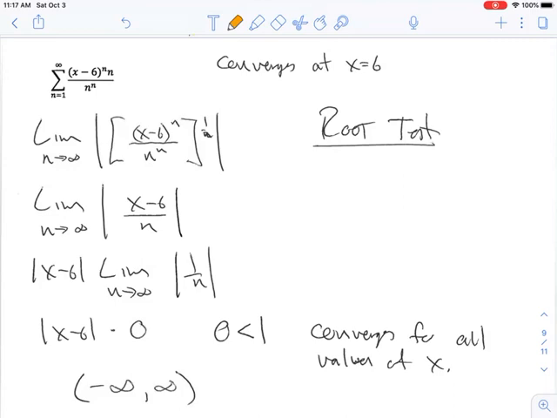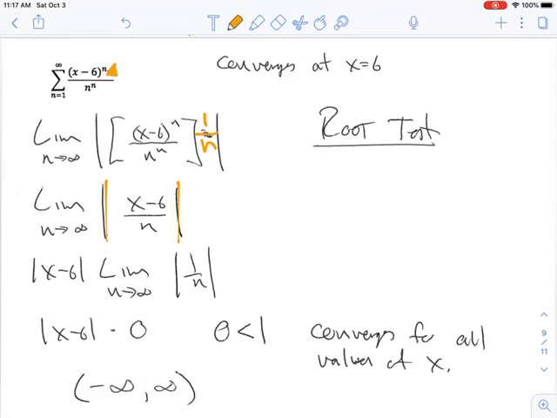One thing I need to mention is that one n is not supposed to be there. I don't remember why it ended up there, but it's not supposed to be there. So we have x minus 6 to the n over n to the n, and we raise that all to the 1 over n power. And so we end up with the absolute value of simply x minus 6 over n.